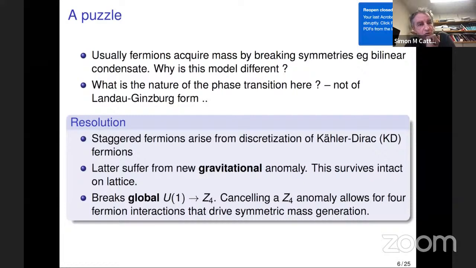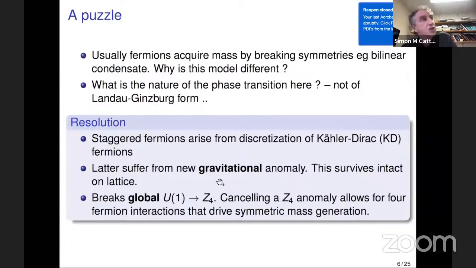So I'm looking ahead to where we'll go. I'll show you that staggered fermions really should be best thought of as arising from a discretization of something called a Kaehler-Dirac equation, or the Kaehler-Dirac fermions. So I'll tell you a bit about that. And then I can do the analysis for Kaehler-Dirac fermions, both in the continuum and on the lattice. And I'll show they exhibit a gravitational anomaly, which is not the usual anomaly of Weyl fermions coupled to gravity. And the most important feature of that anomaly survives intact when you discretize it, if you do it in the right way. And so it's that anomaly which is driving the novel physics of this lattice model in the end. It breaks a global U(1) symmetry down to a Z4.